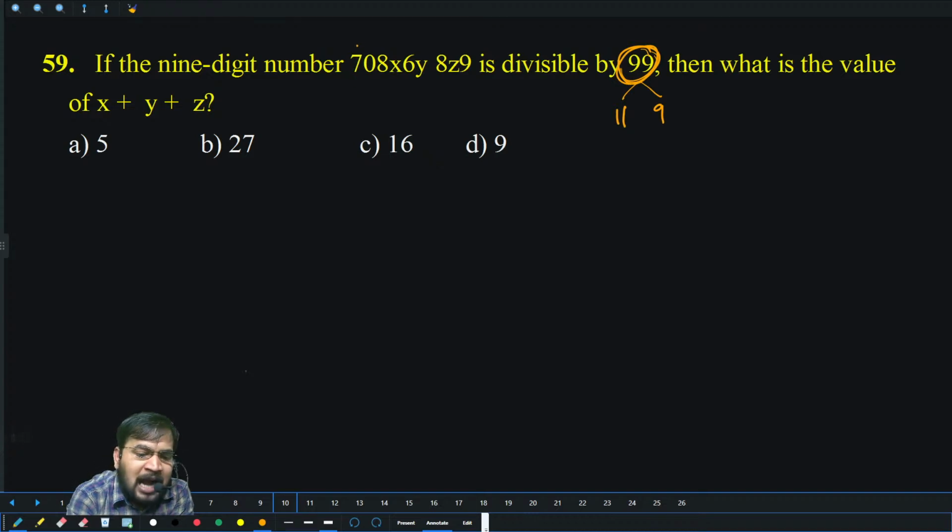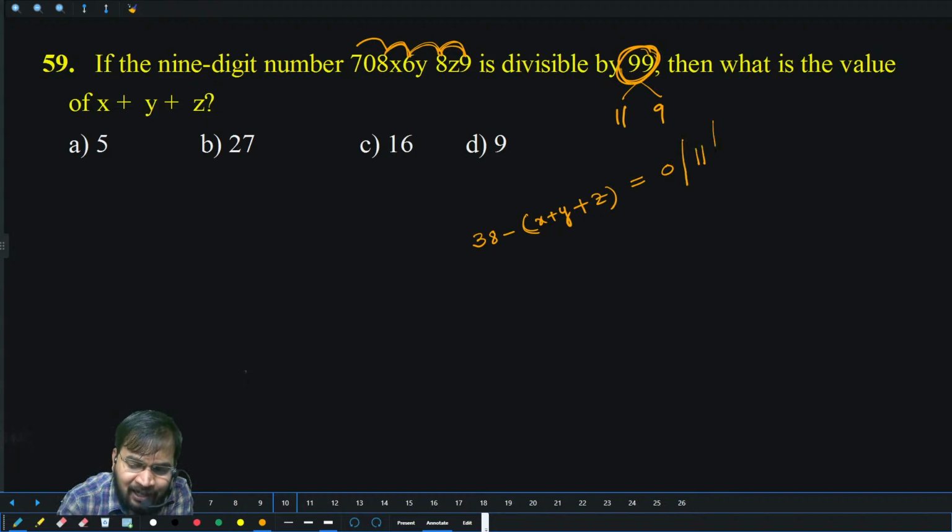Now, alternate digits: 7, 8, 15; 15, 6, 21; 21, 8, 29; 9, 38. 38 minus x plus y plus z is equal to either 0 or 11 or 22, etc. Suppose we take 0, then x plus y plus z should be 38. Is there an option like 38? So it's not 0.